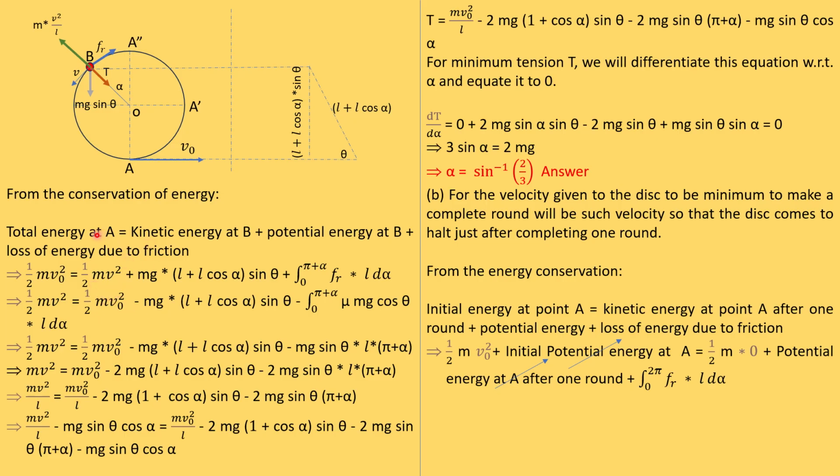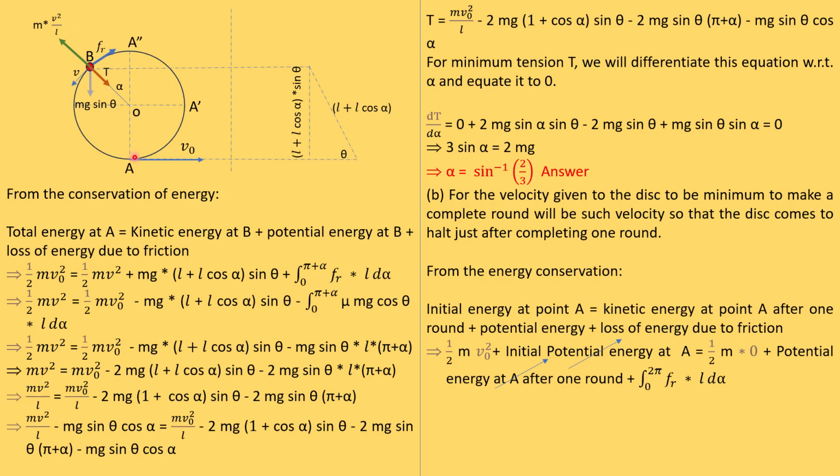So we can write half mv square as kinetic energy, and potential energy will be mg into (L plus L cos alpha) into sine theta, because this circle, for the convenience, we have shown on this plane. Actually it is inclined, so you can see the side view.